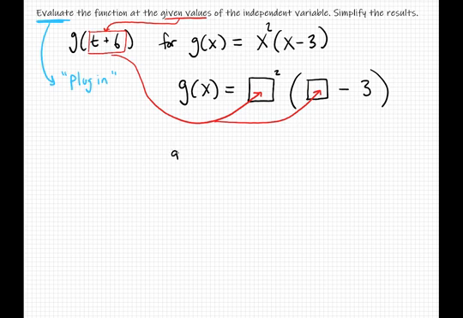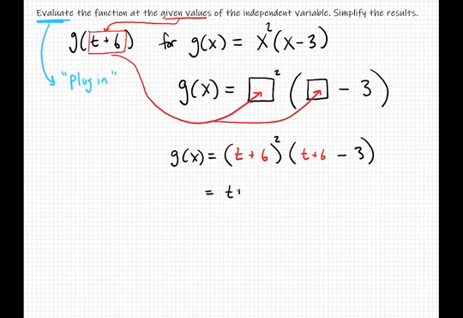So what it looks like is g of x equals t plus 6 squared times t plus 6 minus 3. That's what we're doing. We're inserting the t plus 6 into the input slot that is the x. Okay, so let's simplify this.